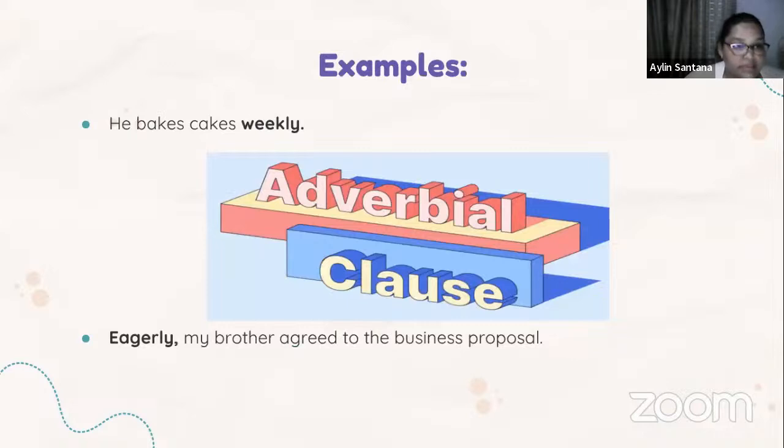Like: he bakes cakes weekly. Or: eagerly, my brother agreed to the business proposal. So as you can see in the examples, an adverbial clause can appear at any point in a sentence. The first one appears at the end of a sentence and the second one at the beginning. But you can find other examples with the clause in the middle. So you can find sentences with different placements: at the beginning, in the middle, and at the end of the sentence.